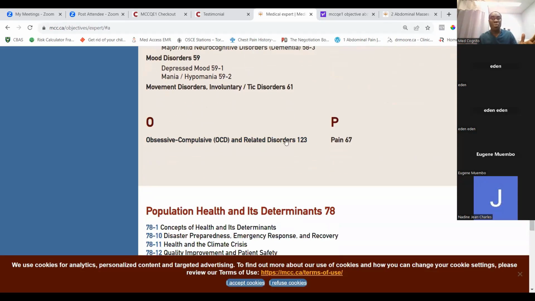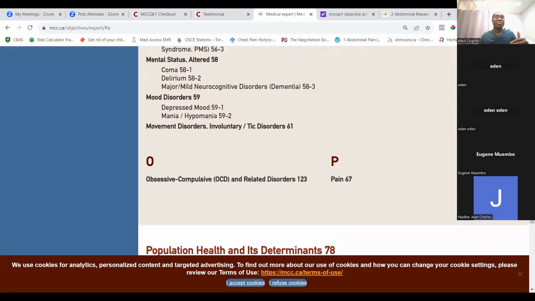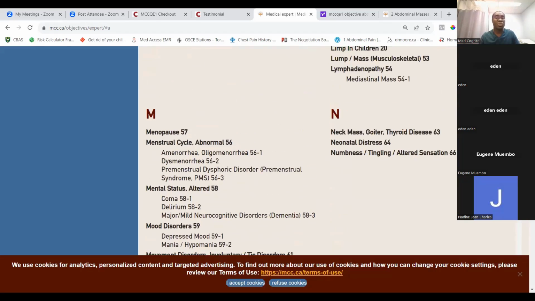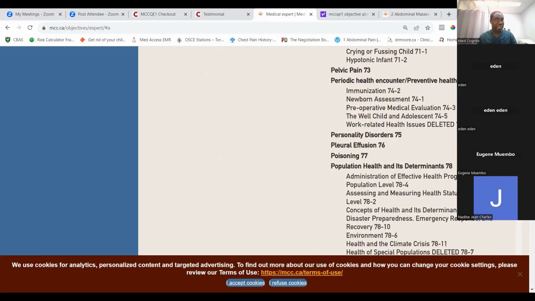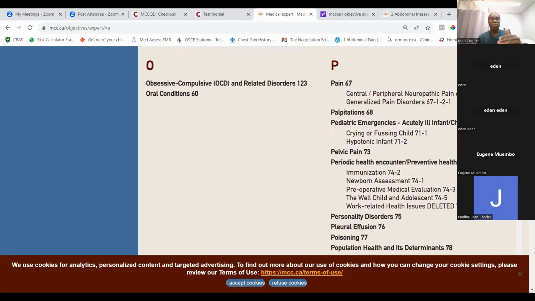Then when it comes to O, we have obsessive compulsive related disorders, pain. So you realize that even in those who took the sprint course, we reviewed the pain ladder, how to manage pain from acetaminophen to opioids. All right. Then you go to palpitations, where you're going to deal with arrhythmias, you're going to deal with AFib especially, you're going to deal with VFib, all those things which cause palpitations. When are you going to request TSH? When are you going to request ECGs?